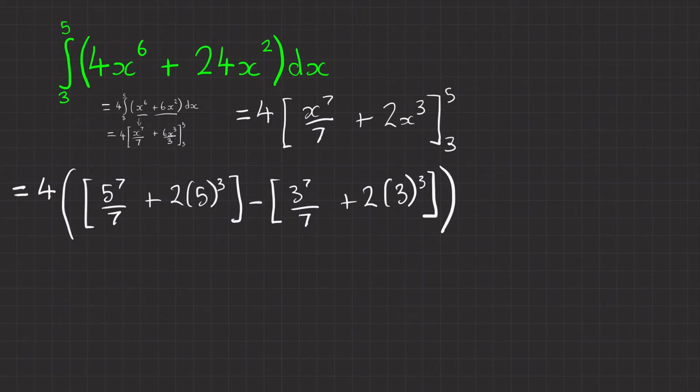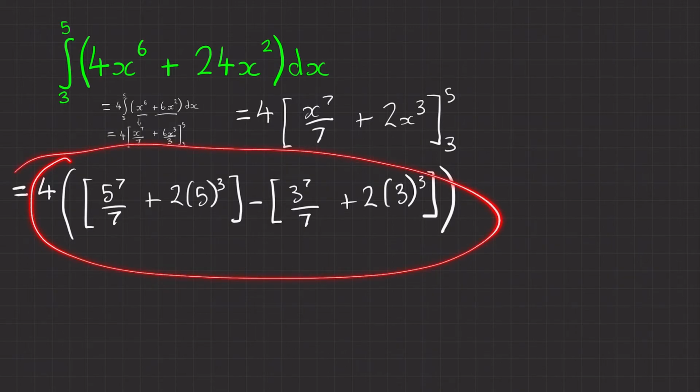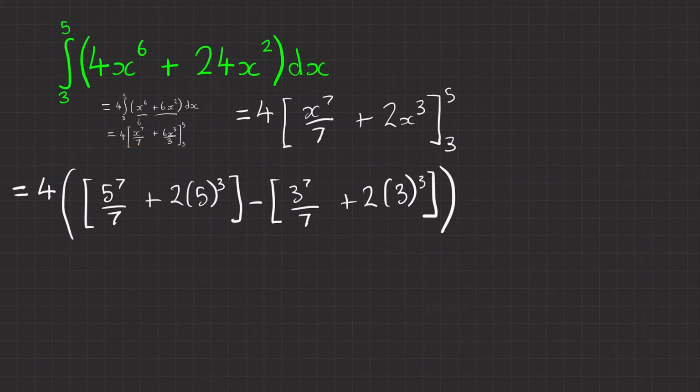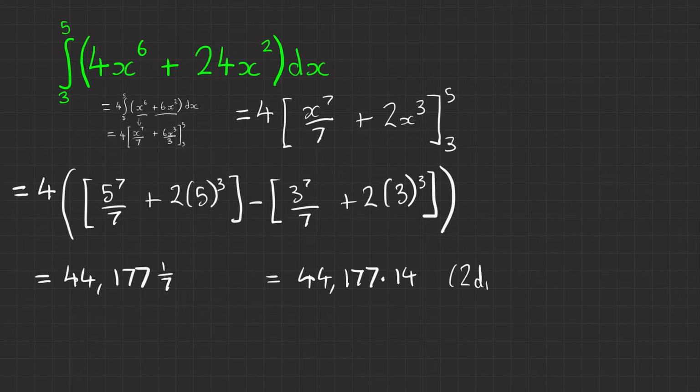Now as it's in a numerical form, we can enter all of this into our calculator in one go. So we'll have equals 44,177 and 1/7, or 44,177.14 to 2 decimal places.